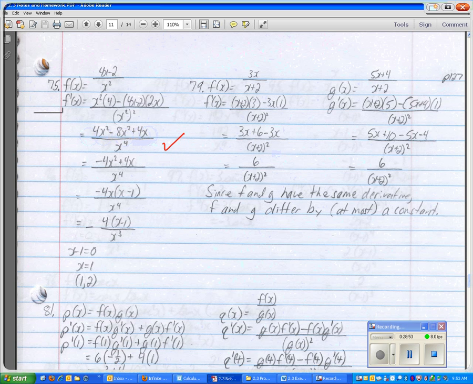Well, I've got some like terms I can combine in the numerator. 4x squared minus 8x squared is negative 4x squared. That's all I did on that step.